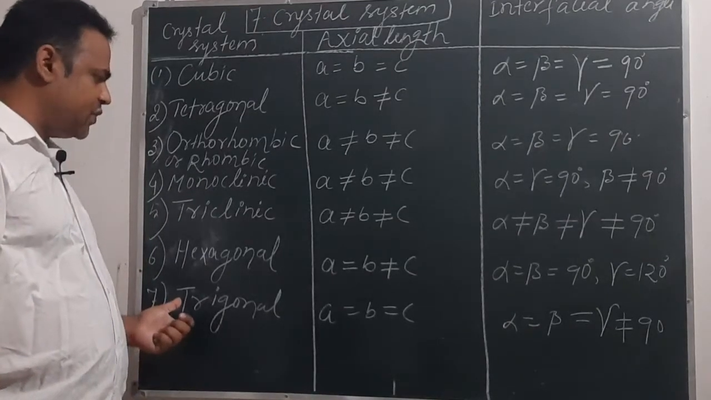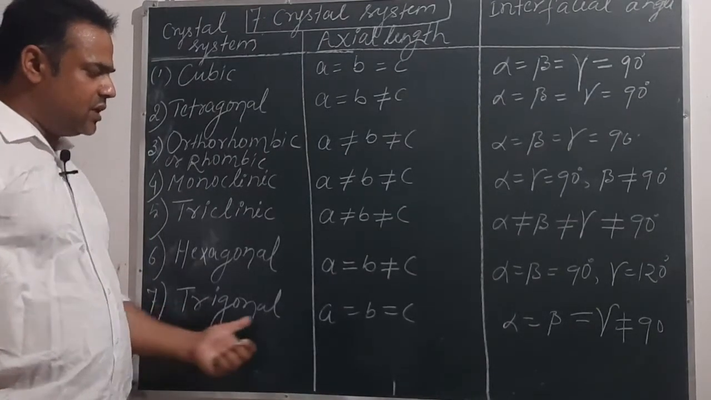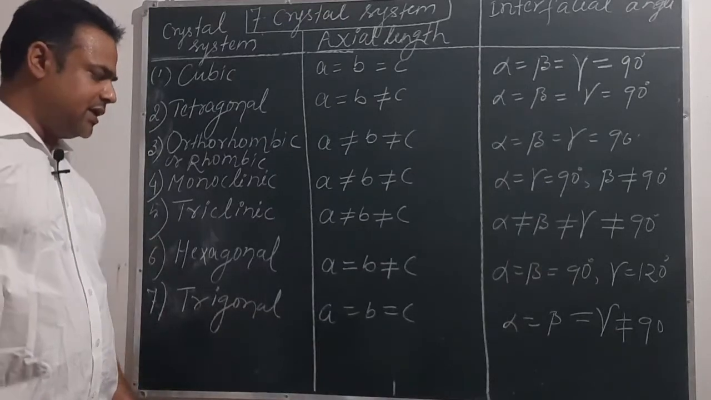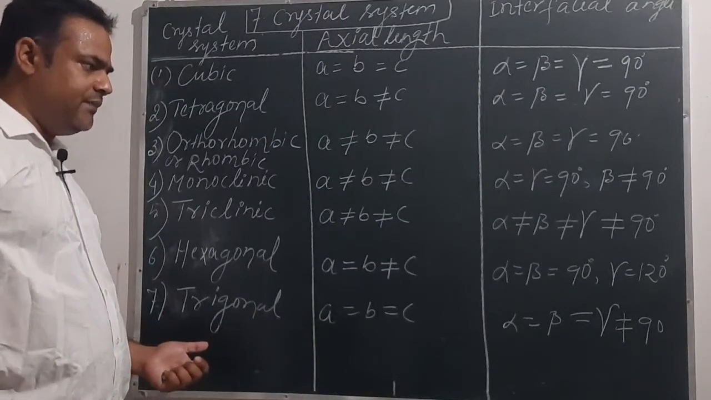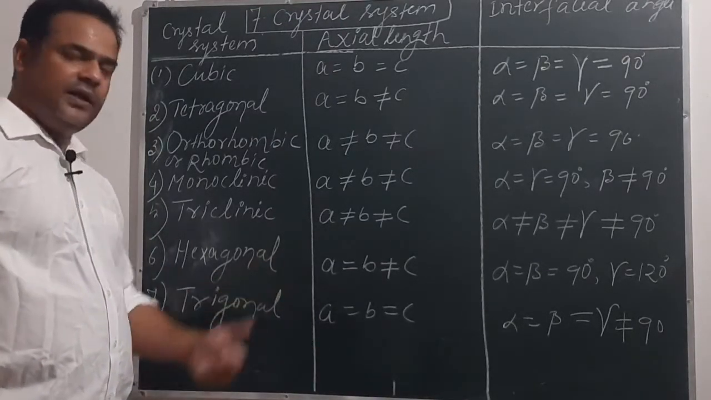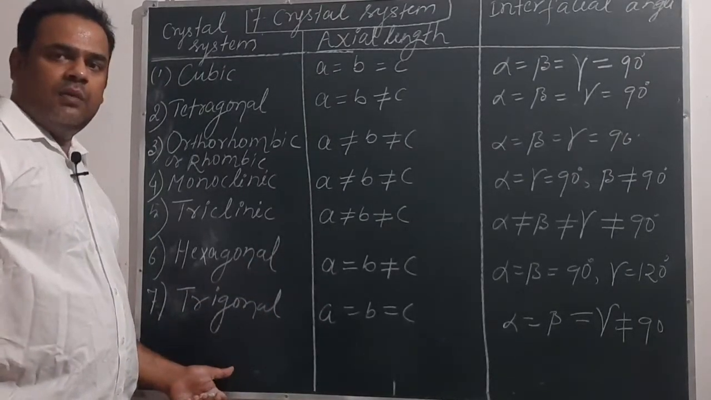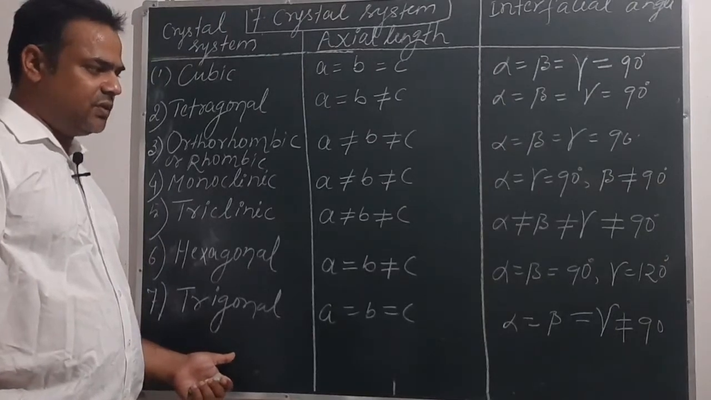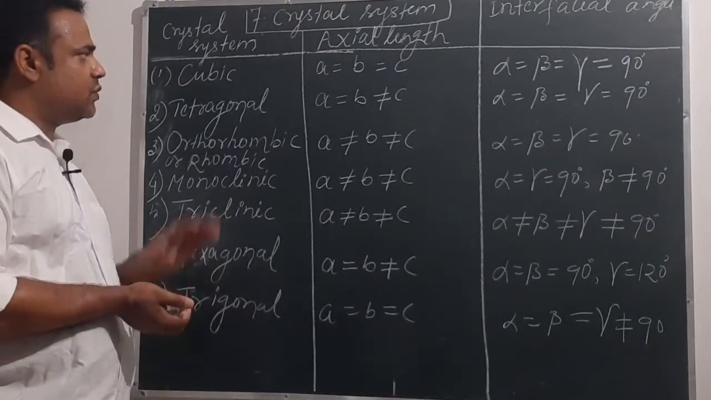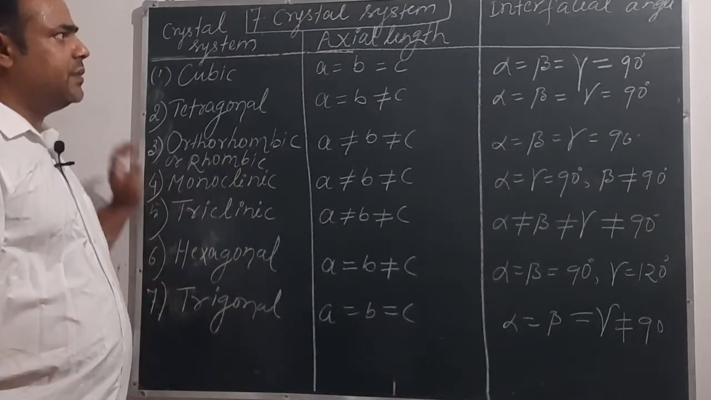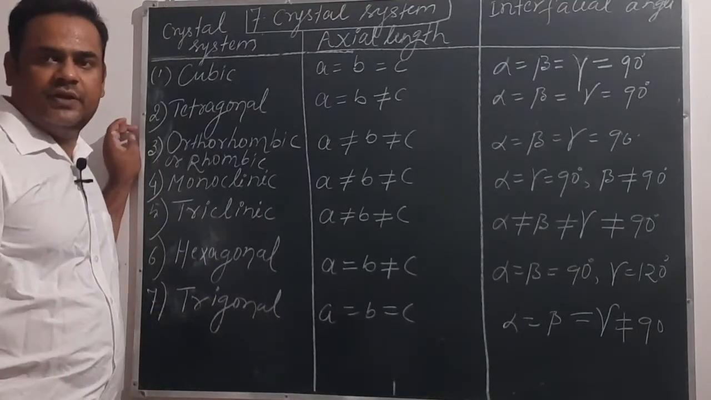Last one is trigonal. In case of trigonal, all the 3 axial lengths are equal, that is a = b = c, and all the 3 interfacial angles are also the same, that is alpha = beta = gamma, but none of the interfacial angles is equal to 90 degrees. So these were the 7 crystal systems on the basis of axial length and interfacial angle.